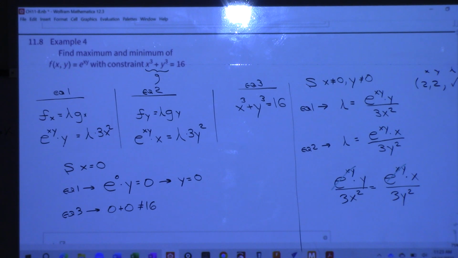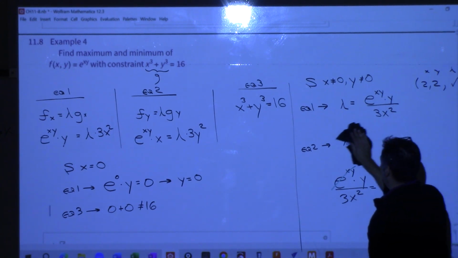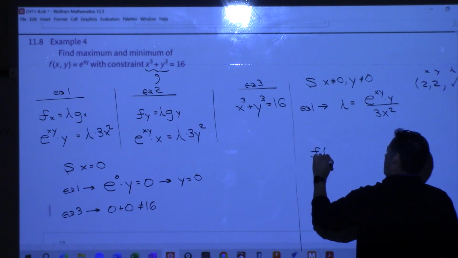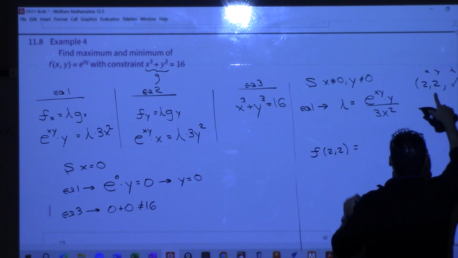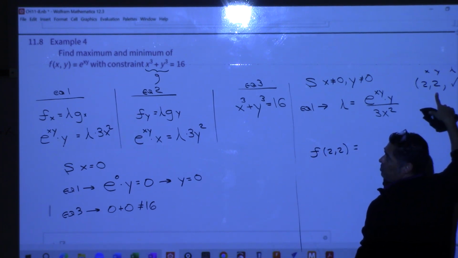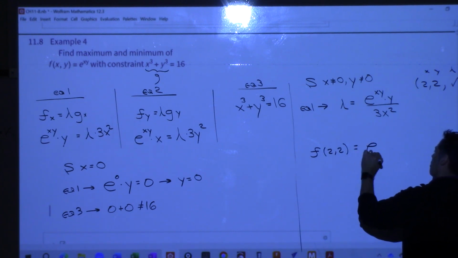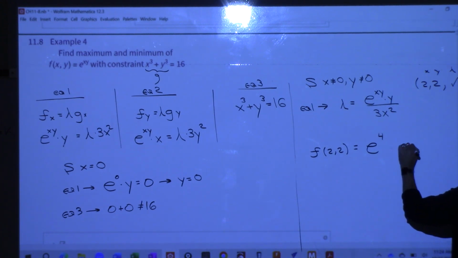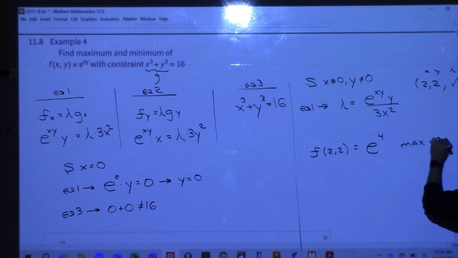Okay, so how do we figure out what the max or min is? So let's do this. I'm going to take f of 2, 2. That's my point here. Plug 2 into the original function, you get e to the 4th. Now, what I don't know is whether or not this is a max or min. Any guess as to how I can figure out if that's a max or min?